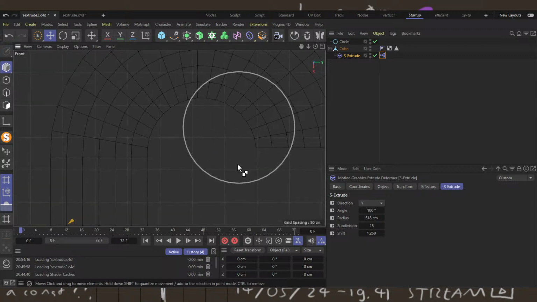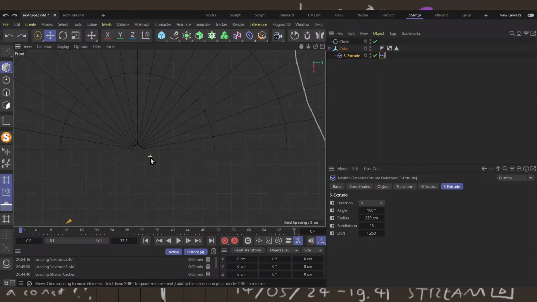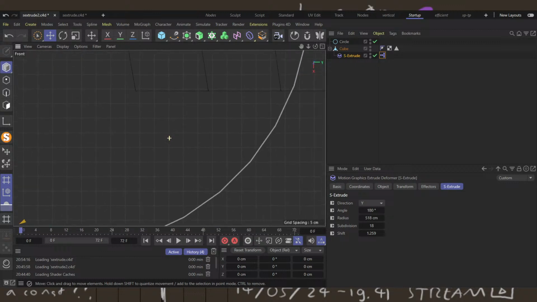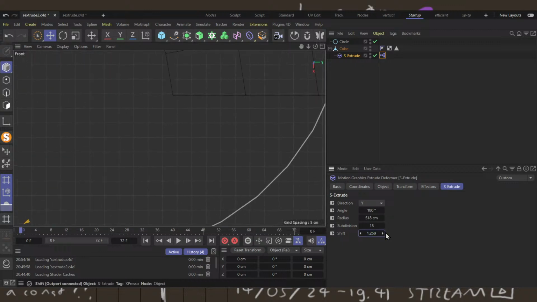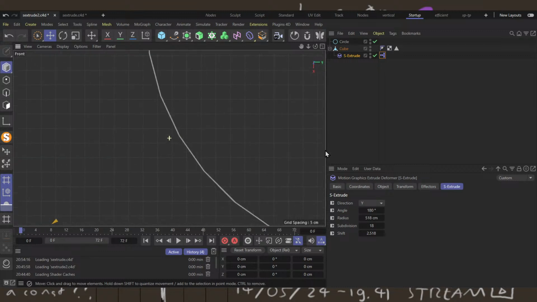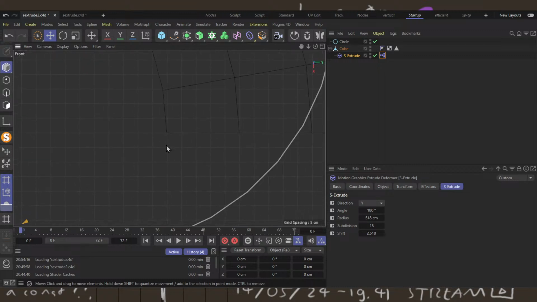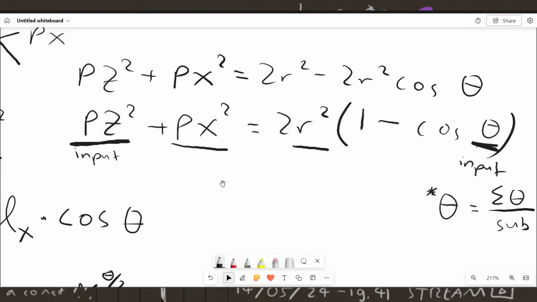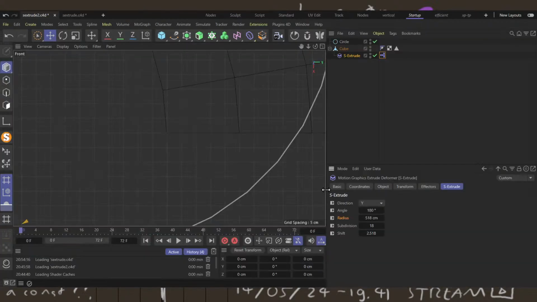Why is it so big? Anyway, so let's say we double this, and then we also double this. I think it should be the same. Yep. Okay, that's another clue. Radius and shift is kind of one at a certain angle. So now we have angle, subdivision, and either radius or shift. Yeah, now it makes sense.